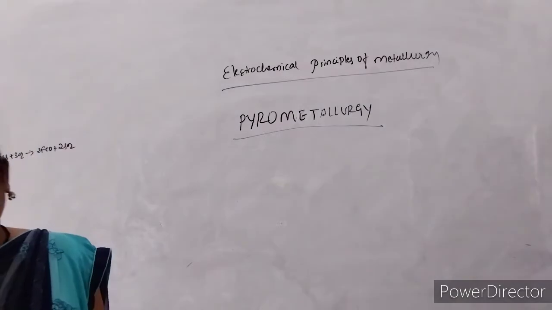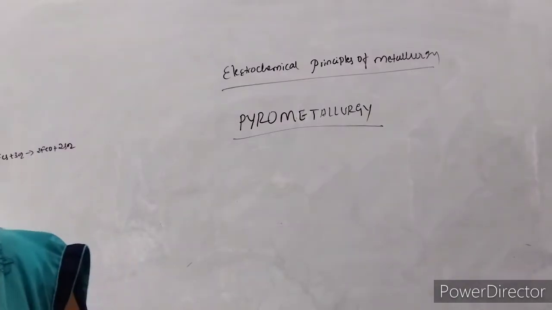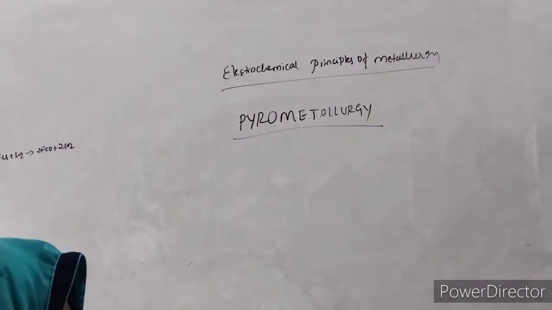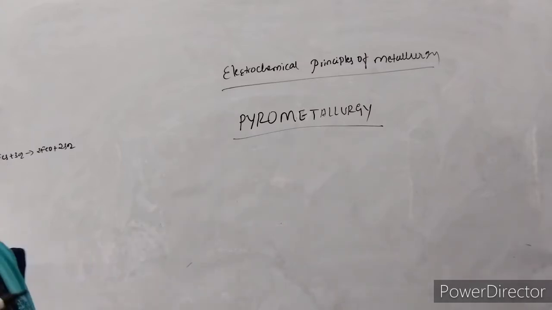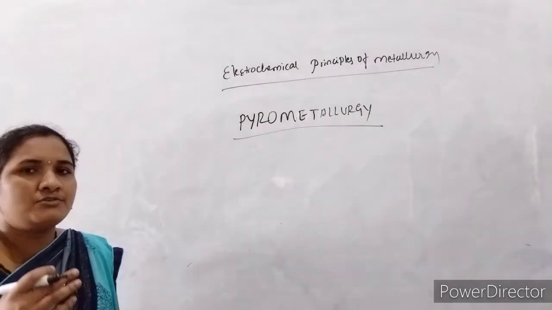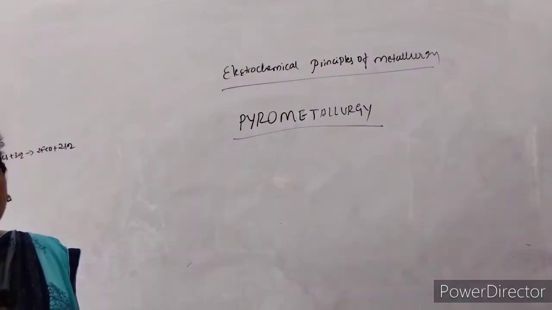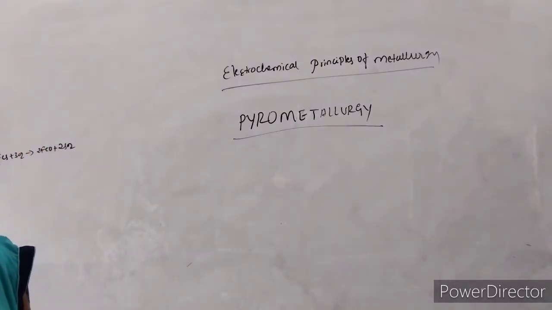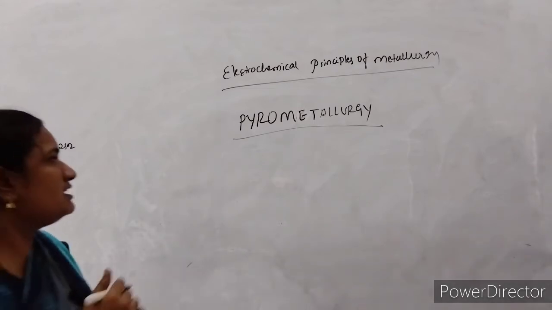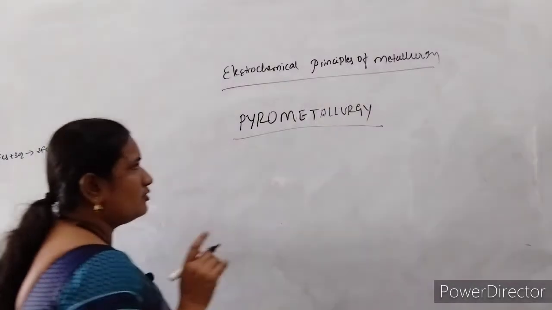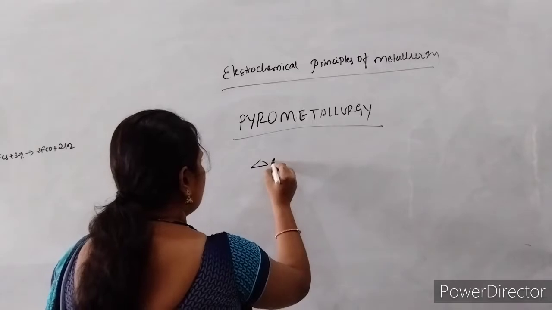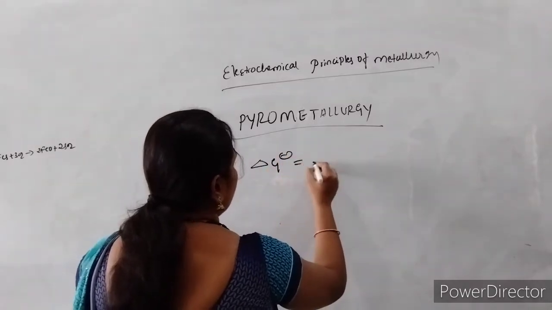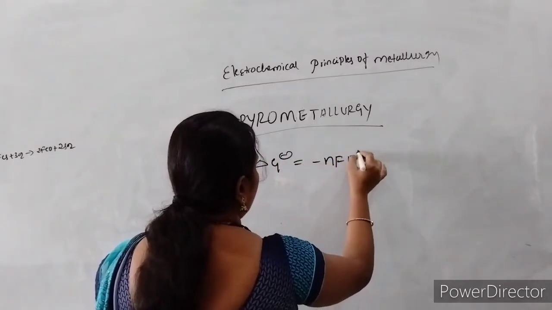So firstly, if you are taking any reduction of molten metal salt, electrolysis is done. If you take any molten metal salt, we do the electrolysis here. That's why such methods are based on electrochemical principles, and firstly we can go for one of the important electrochemical reactions, that is delta G naught is equal to minus nFE naught.